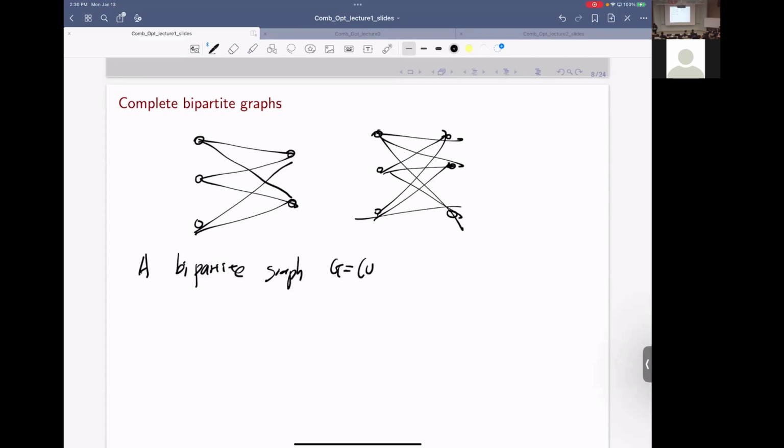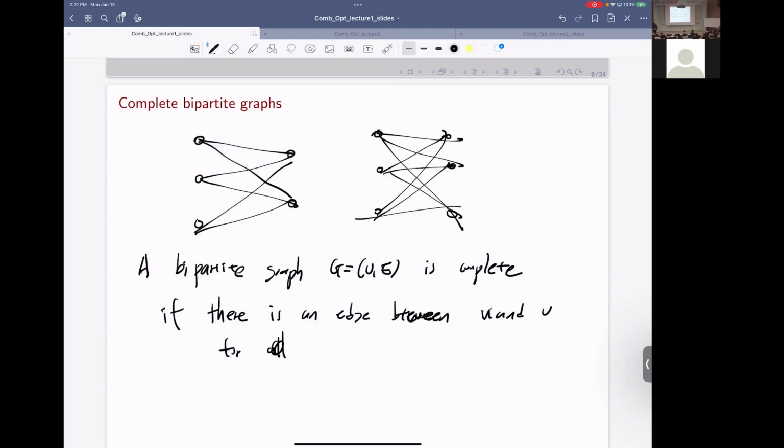So a bipartite graph G is complete if there is an edge between U and V for all U from one side and V from the other side.